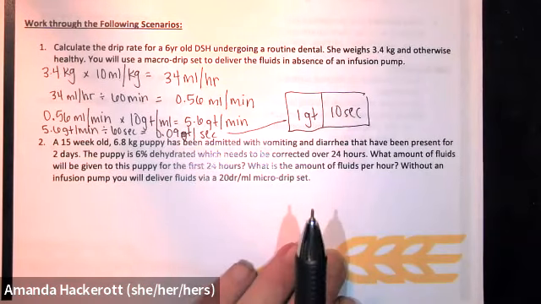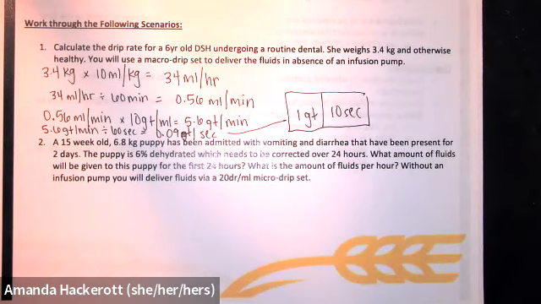Okay, number 2, we have a 15-week-old 6-kilo puppy who's been admitted with vomiting and diarrhea that have been present for 2 days. The puppy is 6% dehydrated, which needs to be corrected over 24 hours. What amount of fluids will be given to this puppy for the first 24? What is the amount of fluids per hour? Without a pump, you will deliver fluids via 20 drop per mil micro drip set. So we've got a couple different steps here, and there's no need to freak out. We're going to do this step by step.